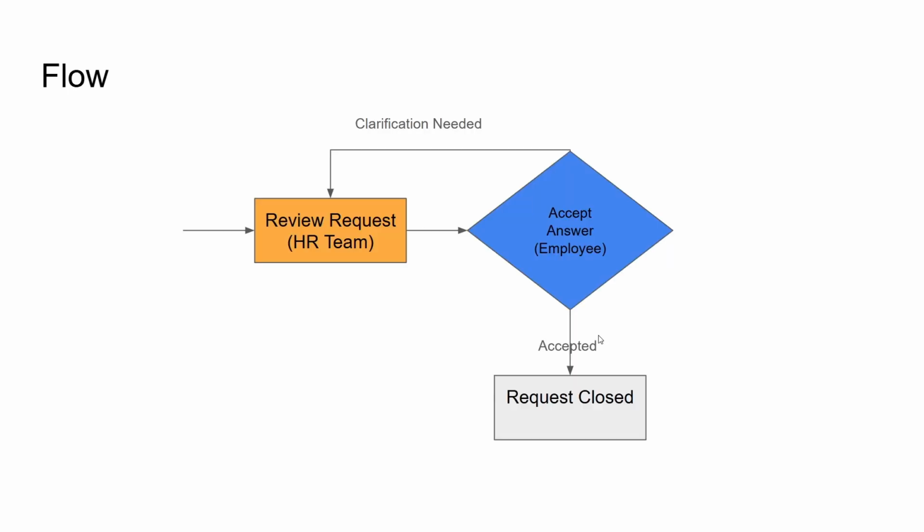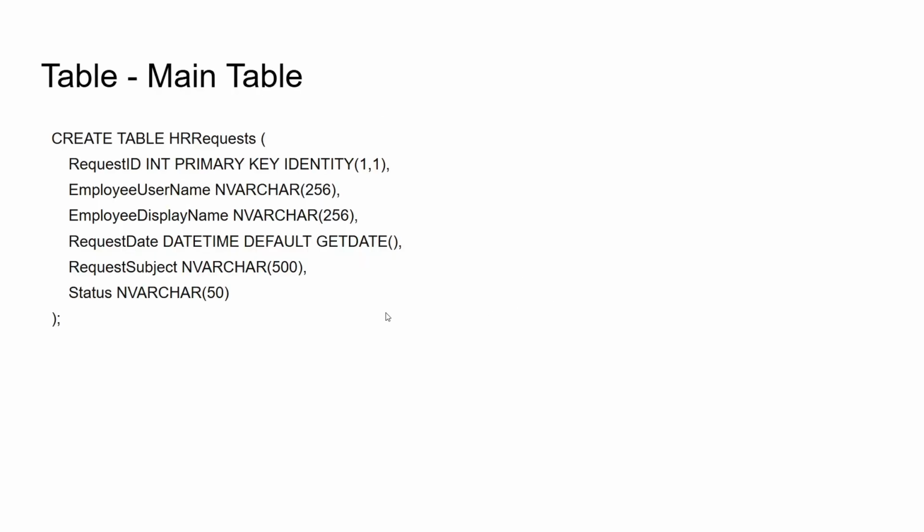the loop goes on. So if we look at how the flow is going to go, we're going to have an employee request, add a new HR request. I don't know why that keeps on flipping off. And then that's going to go to the HR team to review the request. They're going to give an answer. The employee can either accept that answer and close the request, or they're going to say that they need some clarification, respond back, and the cycle can continue and keep on looping.